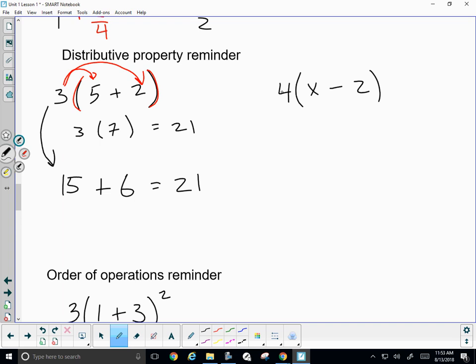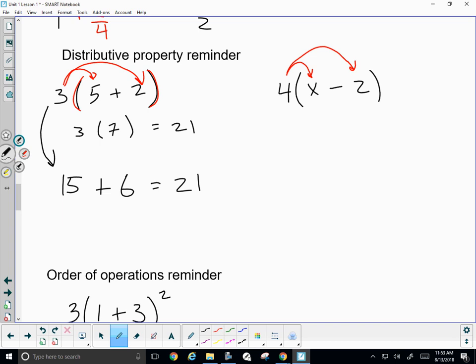However, let's say we want to simplify this, and this has a variable, and I want to get rid of these parentheses for whatever reason. Well, since I don't know what x is, I can't simplify the inside of the parentheses. I can't say what this number is going to be, because this is an unknown. Instead, what I can do is distribute and multiply 4 by this entire quantity.